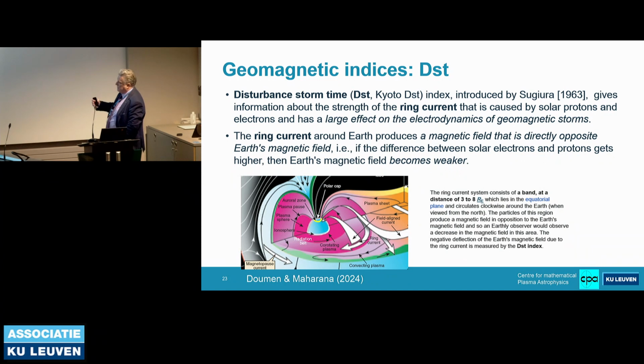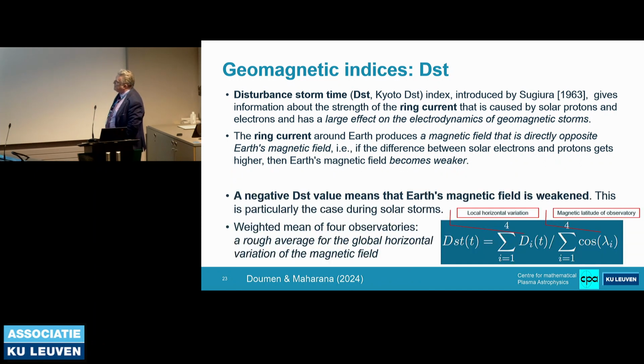And how weak it gets is quantified by this DST index. So it's a negative index. The more negative the DST, the weaker the field and the heavier the storm is. As I said, a negative DST value means that the Earth's magnetic field is weakened, and this is particularly the case during solar storms. There are 4 observatories around the Earth, and it's an average.